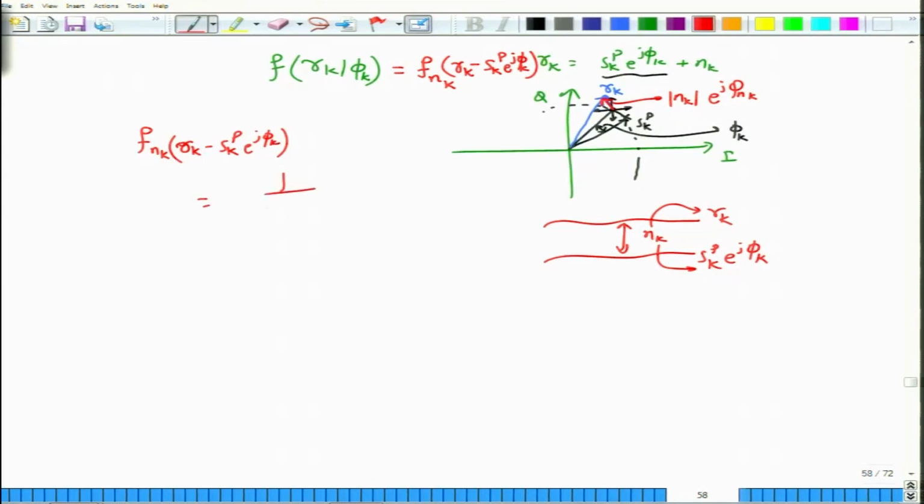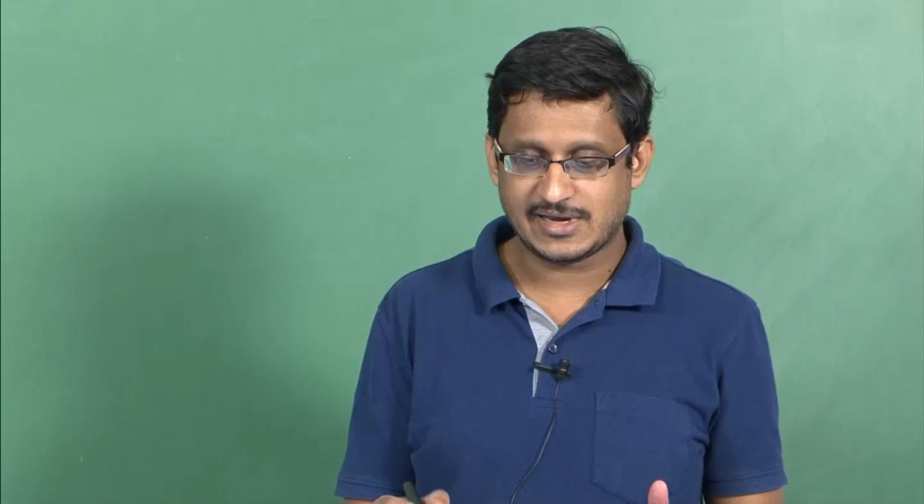This is equal to 1 by square root of 2π σ_n² times e to the power minus |r_k − s_k^p e^{jφ_k}|². Please remember, this is a zero mean process, therefore the magnitude square divided by 2σ_n² is what will be the probability density function that I am interested in. So, this probability density function is actually the likelihood function that you now have, and you want to maximize this likelihood function. How can you maximize the likelihood function?